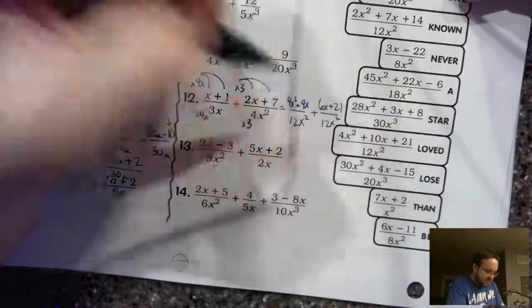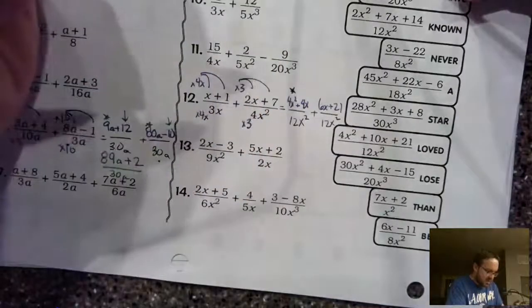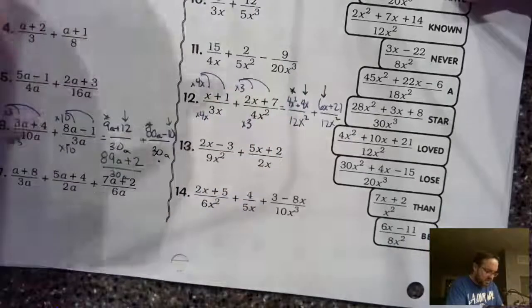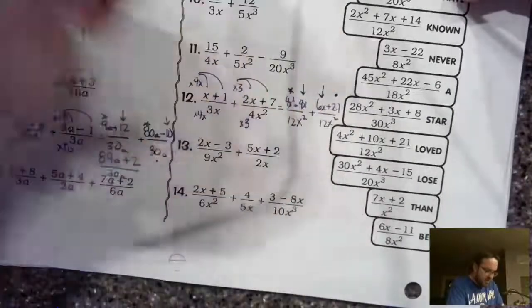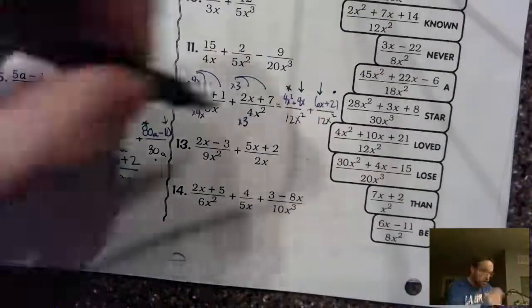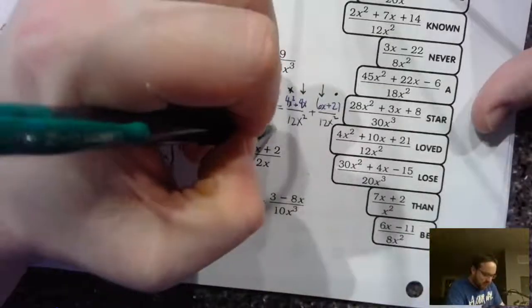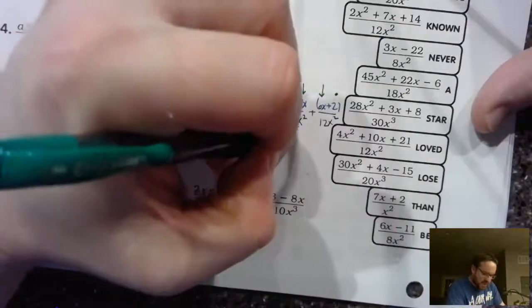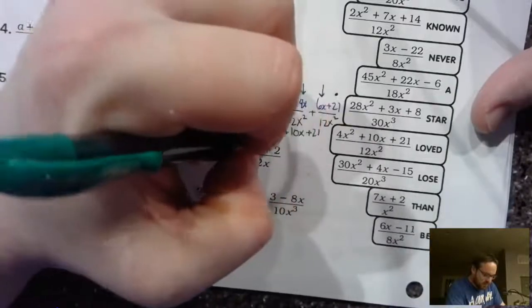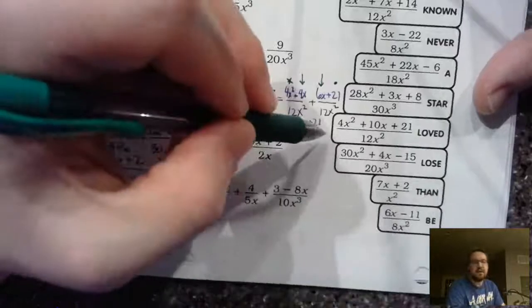Again, now I'm just looking for some like terms. It looks like there's nothing to combine with the x squared. We do have 2 x's, but only one term again without any variables, right? So with that addition sign between it, we're going to take a look at 4x squared plus 10x plus 21. This is all over 12x squared. And notice the answers right there.